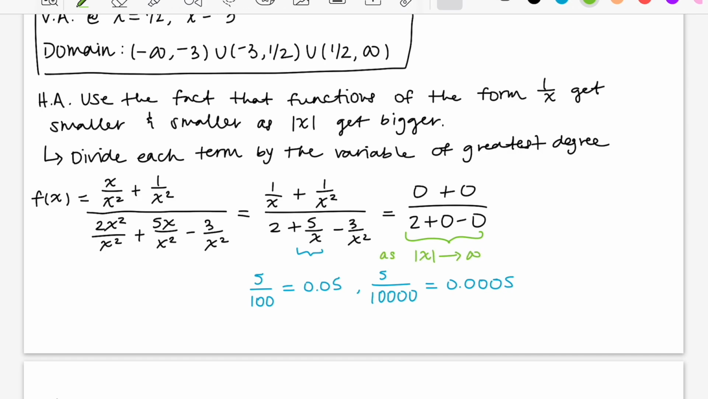So as x approaches infinity, as x gets bigger and bigger, this becomes 0 over 2, which is equal to 0. So from this, we can conclude that as x gets bigger and bigger, our function gets closer and closer to 0. Since our function is getting closer and closer to that number 0, we're going to have a horizontal asymptote there.